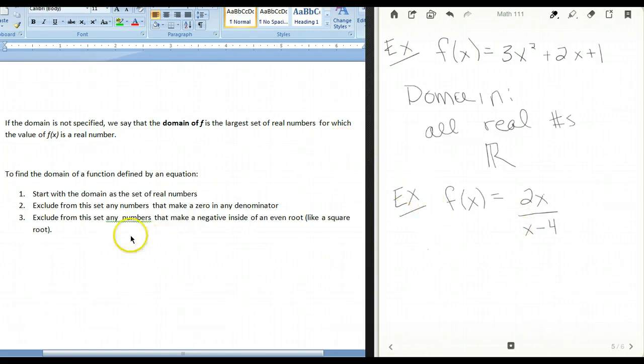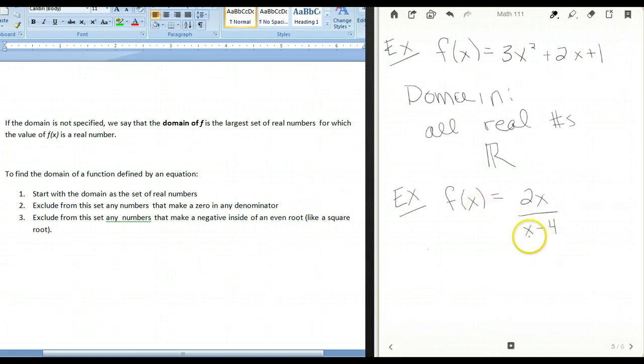So let's see, we go through our process here. We start with the domain as the set of real numbers, so start with everything, all real numbers. Now what we have to do is toss out any values of the input here that would make a 0 in a denominator. Notice that there is a denominator right here, this x minus 4. Is there a certain input that we would not want to see plugged into this function?